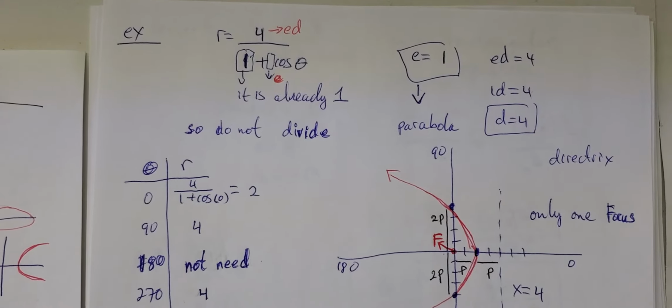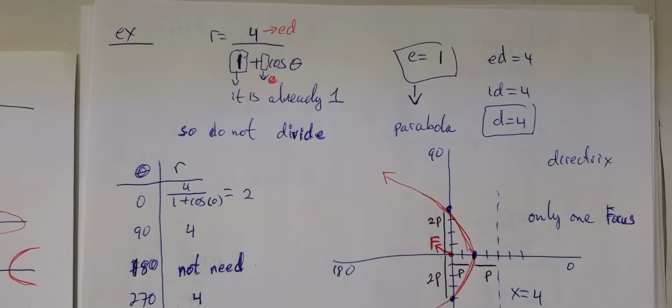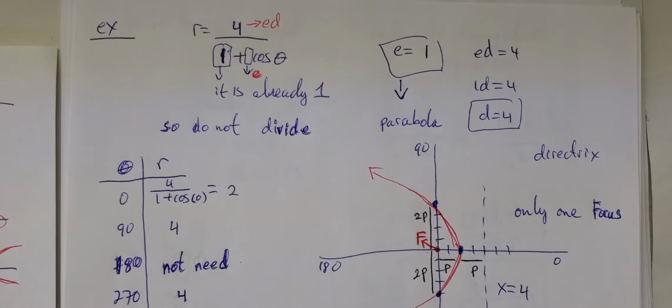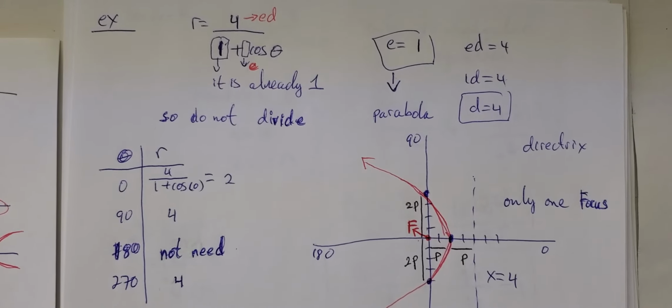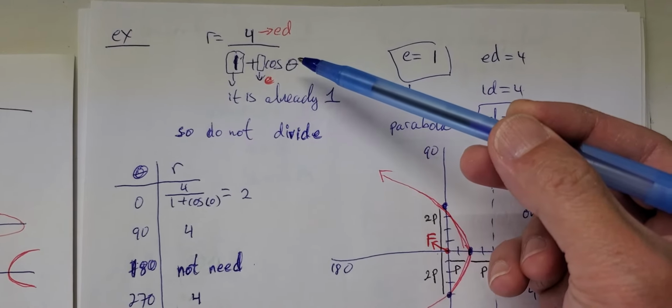This is the third part of polar equation of conics. Okay, so this is part 3 of polar equation of conics. So here is another example of polar equations for conics.